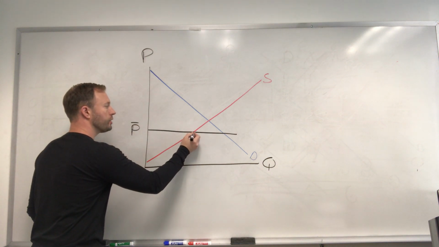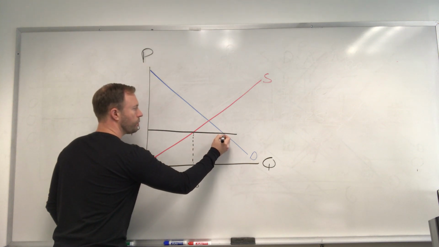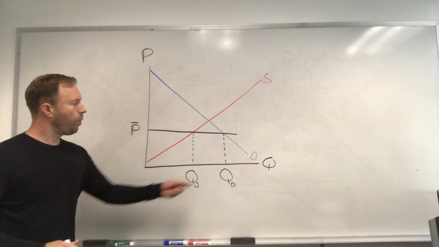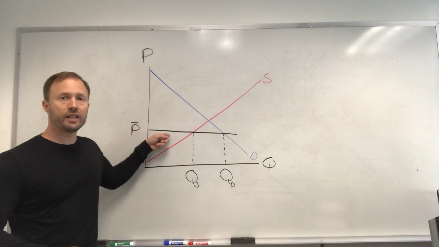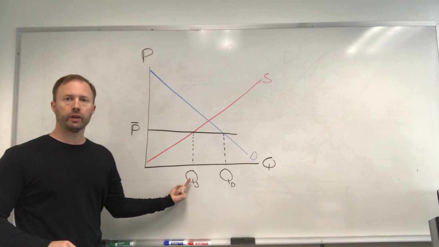Well, quantity supplied is just where this price hits the supply curve. Quantity demanded is where it hits the demand curve. And as you can see, quantity demanded is greater than quantity supplied. In other words, at this price, buyers want to buy more units than sellers are willing to sell.